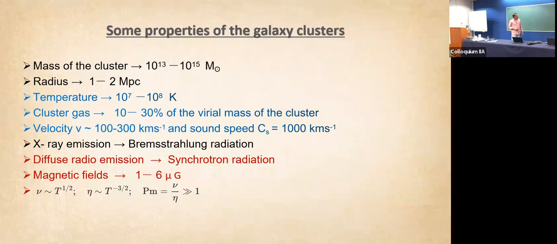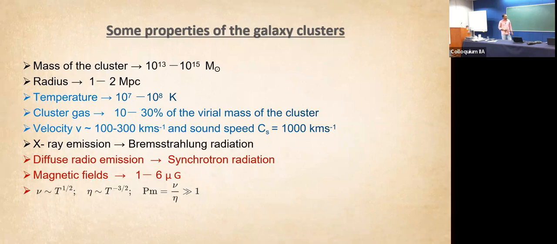The velocities in these are on average 100 to 300 km per second, and the sound speeds are 1,000 km per second. If we divide this velocity by this, we get a Mach number around 0.1 to 0.3. So it is a subsonic system. This galaxy cluster has very bright X-ray emission.